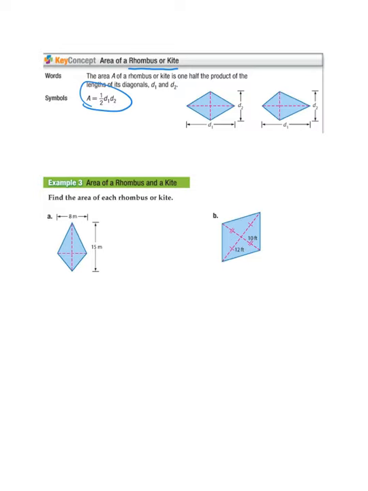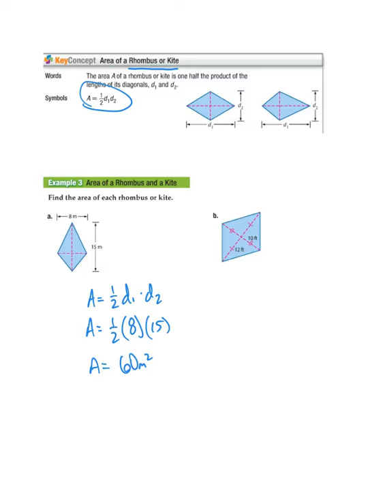So here on example 3, part A, we have a kite. Again, the formula for area is 1/2 diagonal 1 times diagonal 2. It does not matter which one's diagonal 1 and 2. They're interchangeable. So let's call diagonal 1 8 meters and diagonal 2 15 meters. So 1/2 times 8 gives us 4. 4 times 15. So the area of this is 60 meters squared. All right.